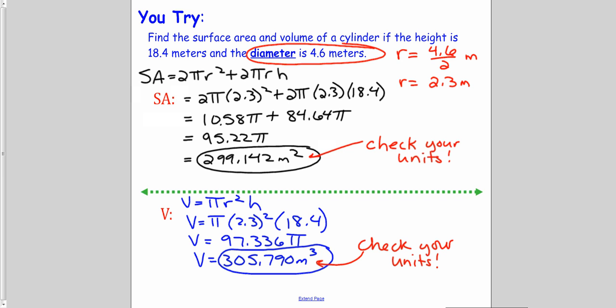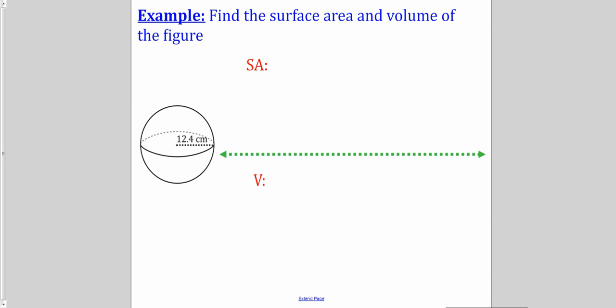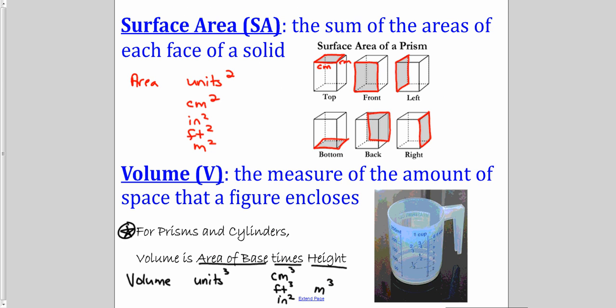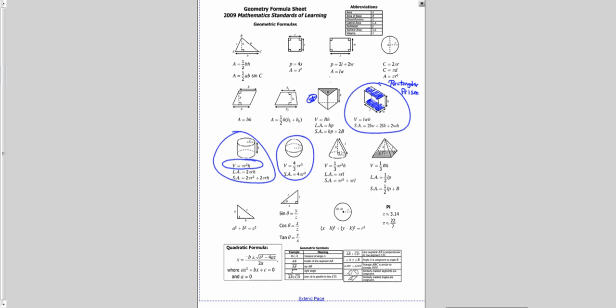We're moving on to a sphere. So here we have a sphere, and we're trying to find the surface area and the volume of the figure. So I'm going to flip back till I get to my formula sheet. So flip back to your formula sheet, and let's find the sphere. So here's our sphere.